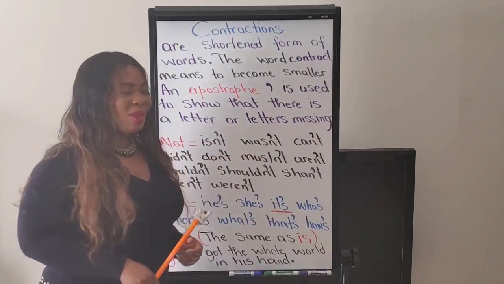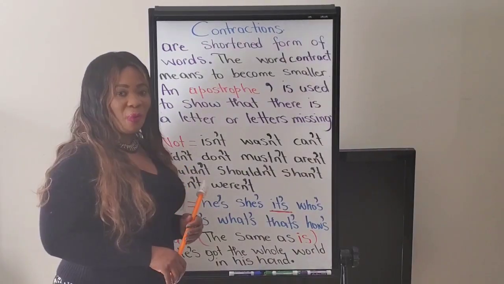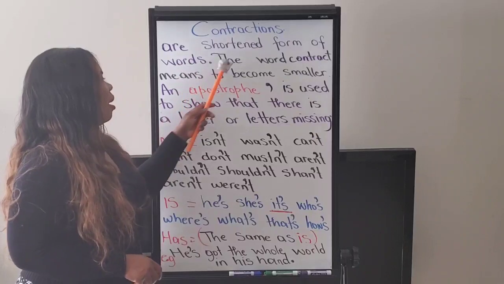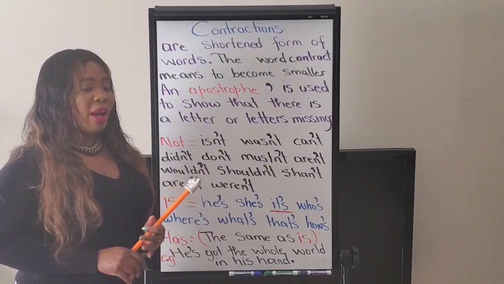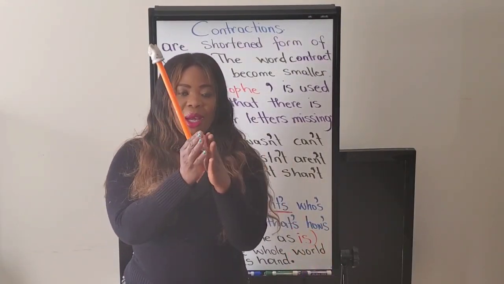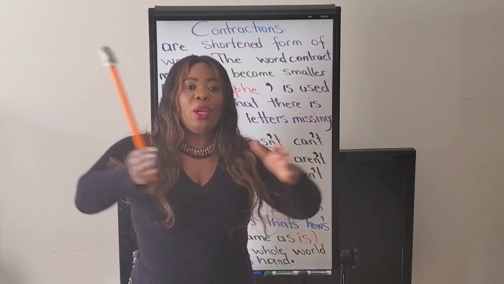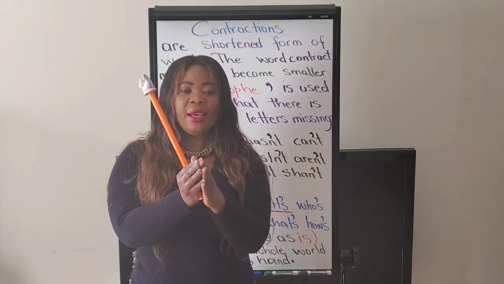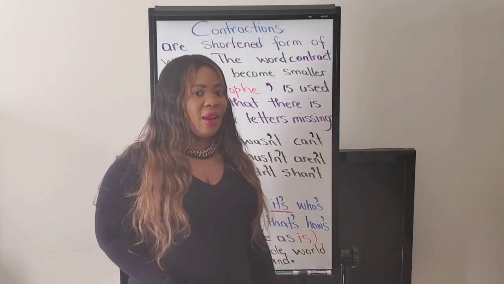Let's jump right into it. Contractions are shortened forms of words. The word contract means to become smaller. I know we're not doing opposites because we did that already, but when you contract, it becomes smaller, and the opposite of contract is expand. When you expand, it becomes bigger. So contract, smaller; expand, bigger. Just wanted to get that out of the way.